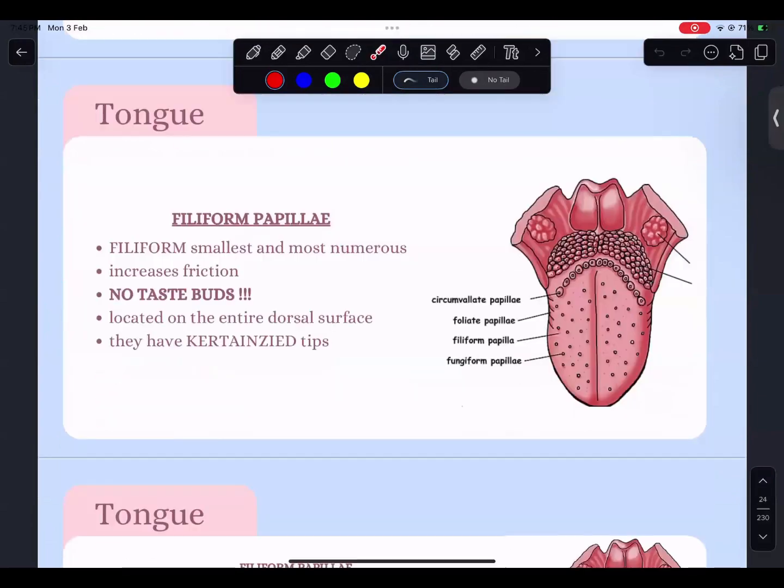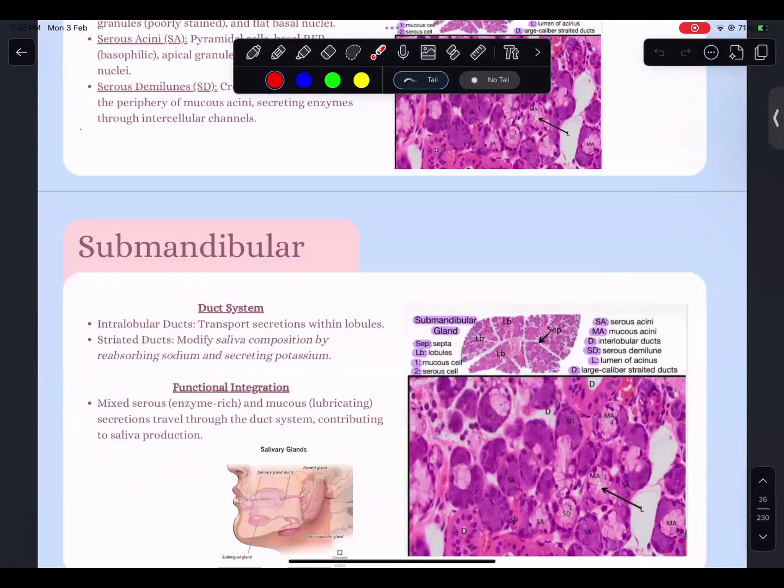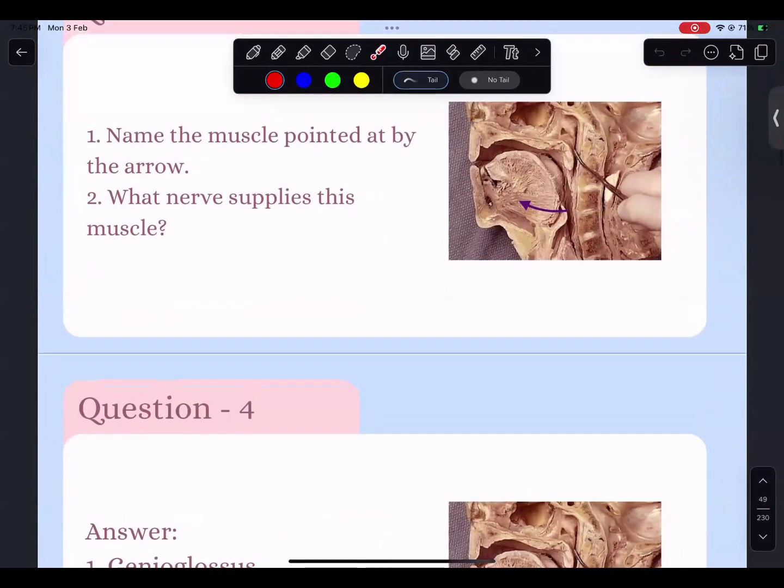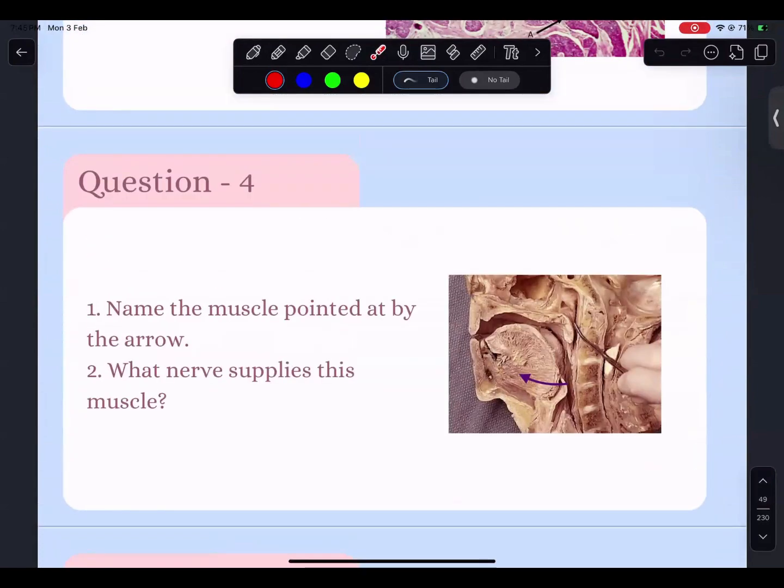Do you mean on the model? Let me see. You can't really see it here. Yeah, it's not really visible here. This is the genioglossus.